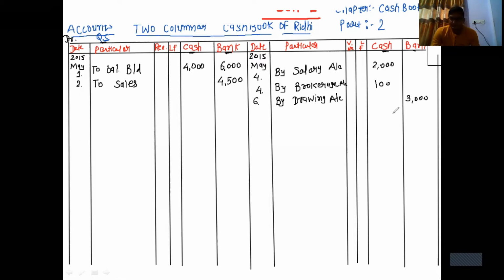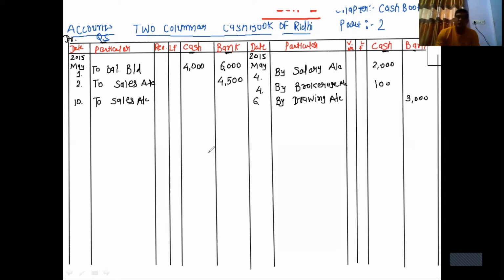Then after that, on date 10, goods of 6000 sold to Hiren. Hiren paid 4000 by cash and the remaining amount by check, which is deposited into the bank. Here we sold the goods, so we have to write down to sales account. On which date? Date number 10.